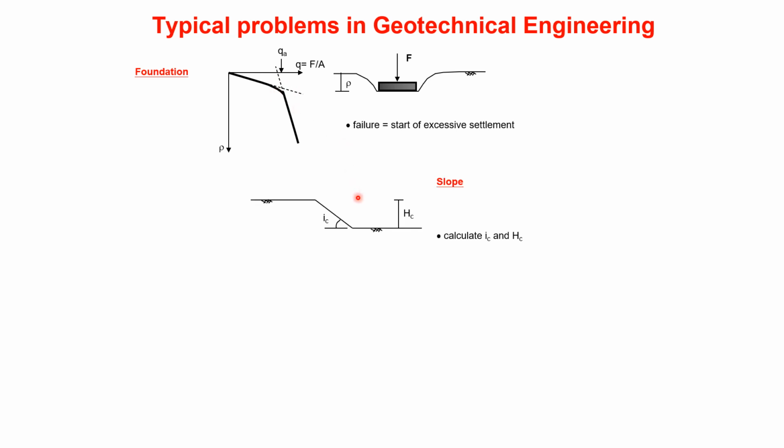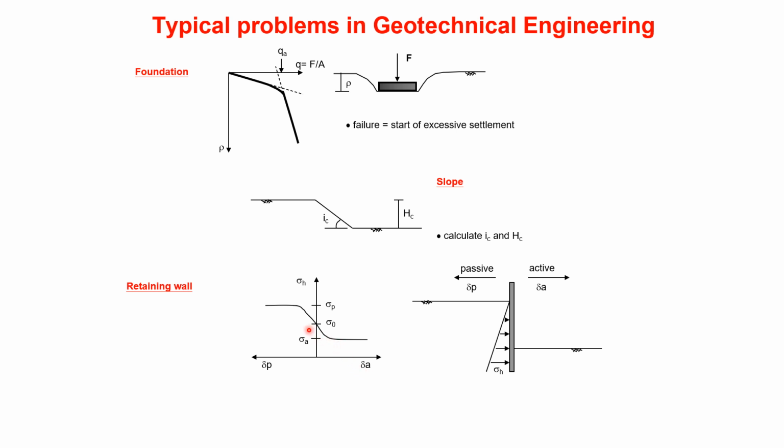Of course, with a slope, it's much easier to know when a slope is failing because it's in your face, and it's pretty catastrophic. So you can calculate, and you've already done this, some sort of inclination and height of the slope that will cause failure. You know about retaining walls also, a typical other engineering problem. If the retaining wall moves outwards, you get active pressures. If it moves inwards, you get passive pressures. And this changes the stress distributions around the wall in that sort of way with the movement, but you know all about that.